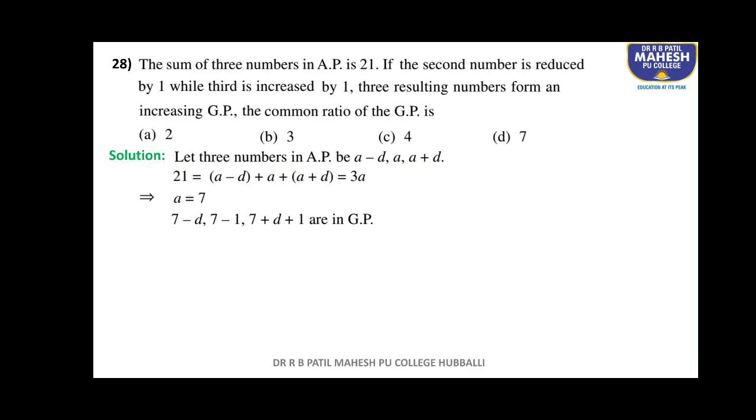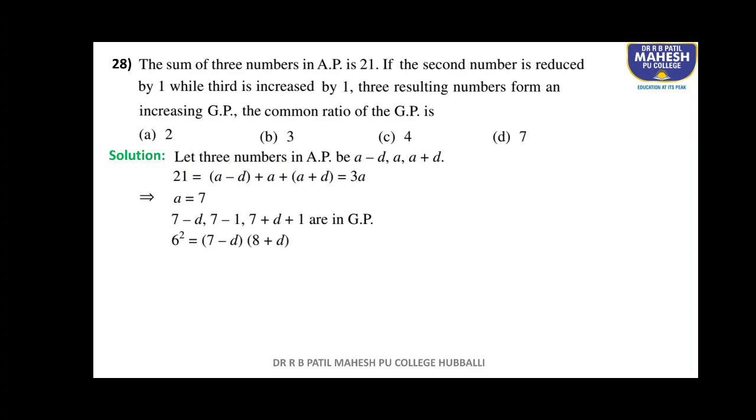And here the condition is the second number is reduced by 1. Reduced by 1 means a minus 1, that is 7 minus 1, and the third number is increased by 1. Therefore a plus d is the third number, so a plus d plus 1 can be written as 7 plus d plus 1. So the resulting numbers are in GP. Therefore 7 minus d, 7 minus 1, 7 plus d plus 1 are in GP. Therefore we can write them as 7 minus d, 6, 8 plus d.